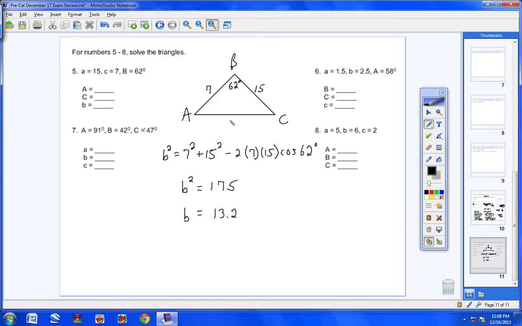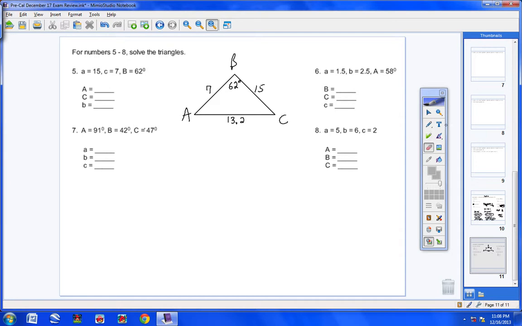So I'm going to come up here and, real small for side B, I'm going to write 13.2. All right, so good enough. Now we're cruising right along. We have found one side. I'm going to come over here and put 13.2.